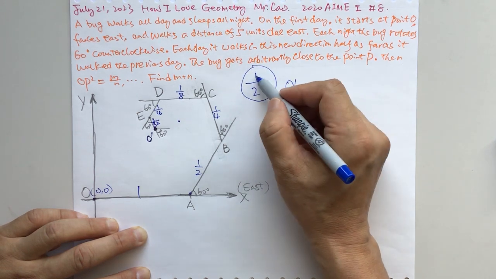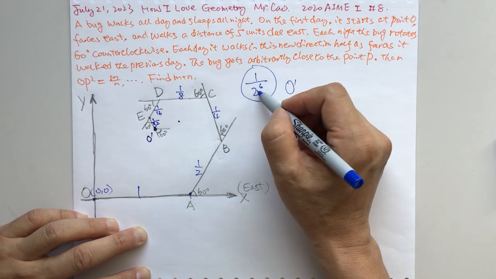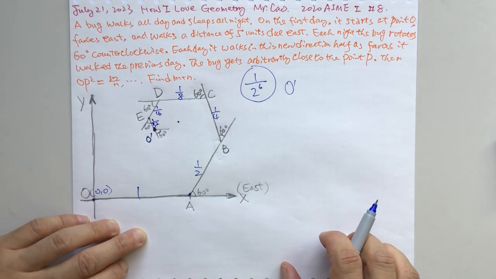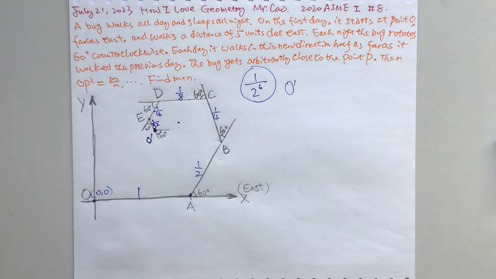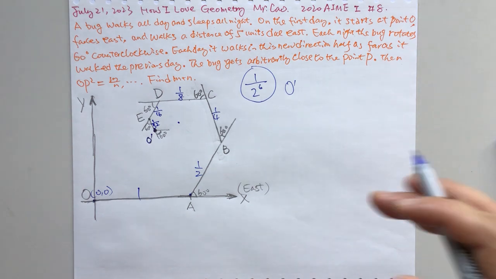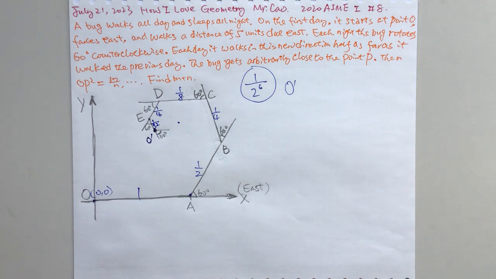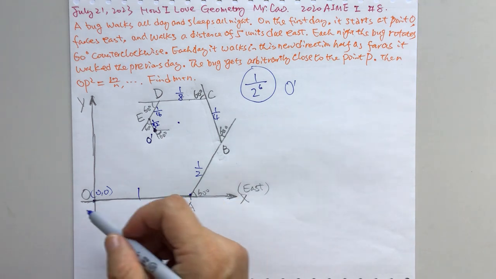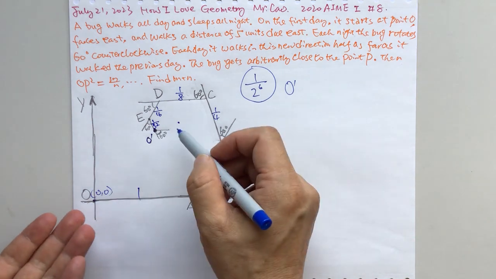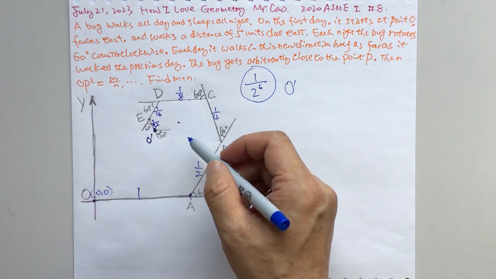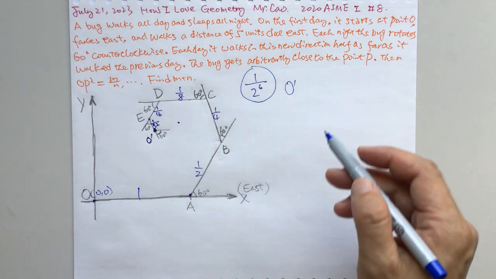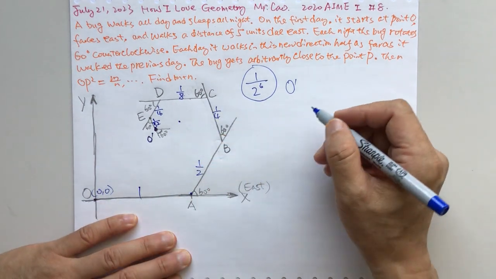If we get the O prime coordinates, then the next loop is scaled by 1 over 2 to the 6th power, right? So it's a geometric sequence. Then we can use the formula to find the sum of the geometric sequence. That's the final answer. Then we get the coordinates of point P to get OP squared.